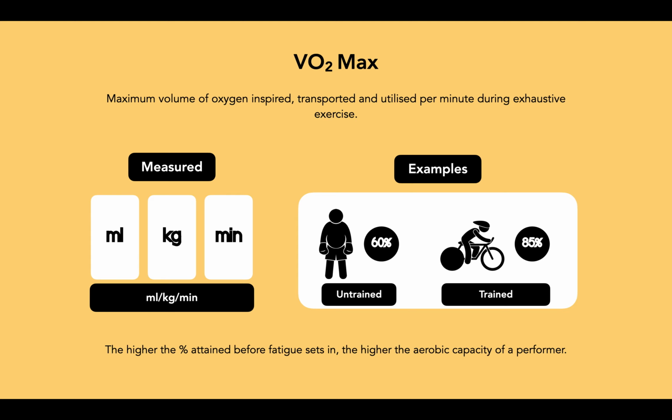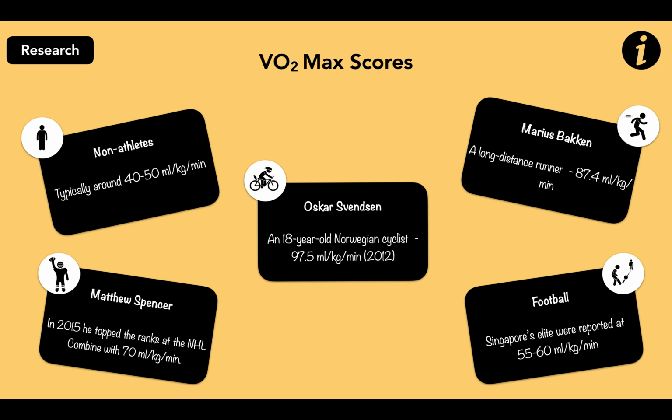So this is just a little introduction, and I'm just going to show you now some published results of VO2 max. Now these are actually hard to find when you're searching the internet, but there are some out there. Typically you have your non-athletes, and they're around 40 to 50 milliliters per kilogram per minute. However, as we've just seen on the last slide, even then a non-athlete will only be able to get to 60% of that number if they're untrained.